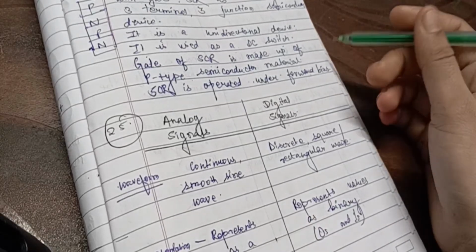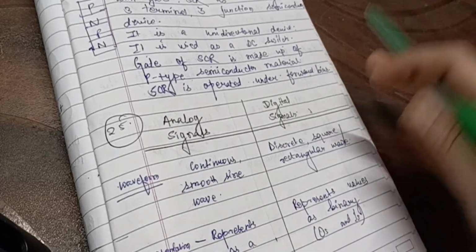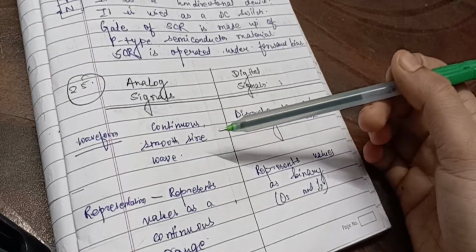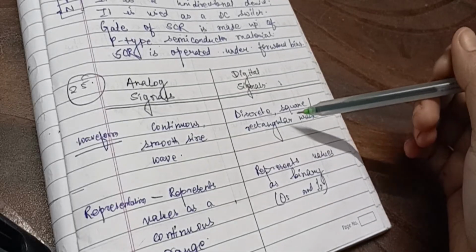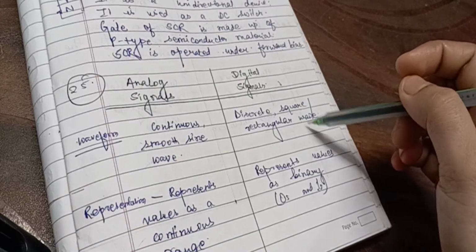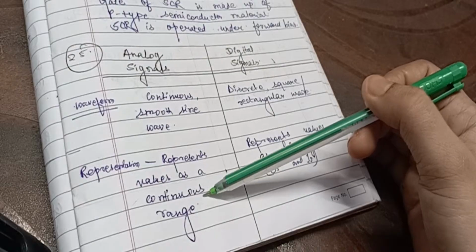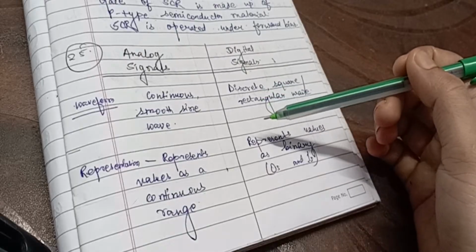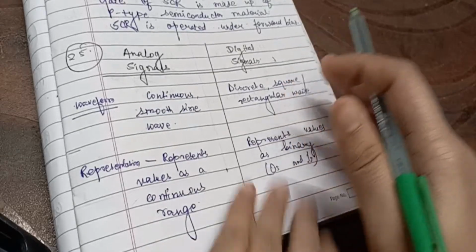Now, what is the difference between an analog signal and a digital signal? Analog signals are those signals that are continuous and have a smooth sine wave. On the other hand, digital signals are discrete, and square rectangular waves are digital signals. An analog signal represents values as a continuous range, while a digital signal is represented by binary zeros and ones.